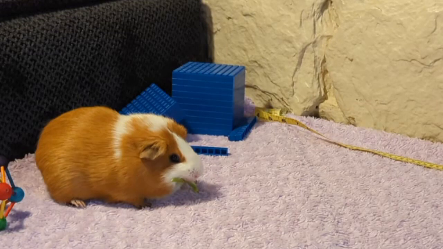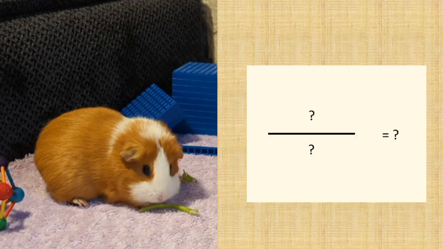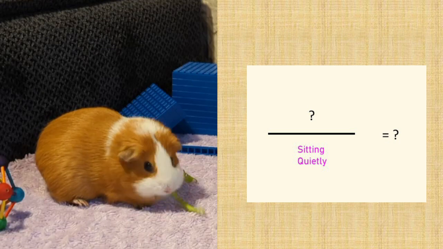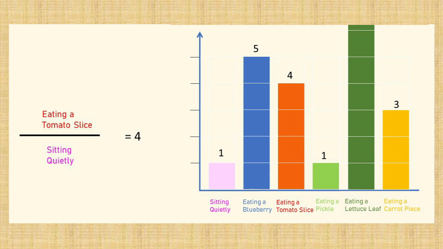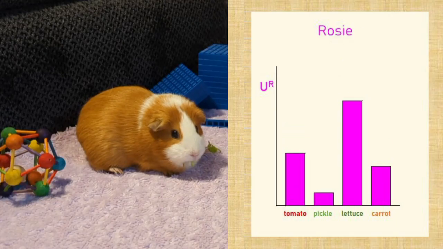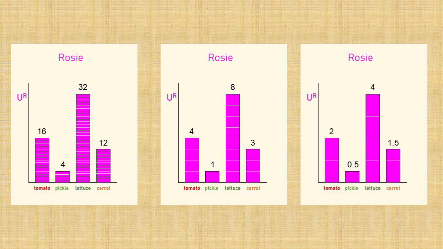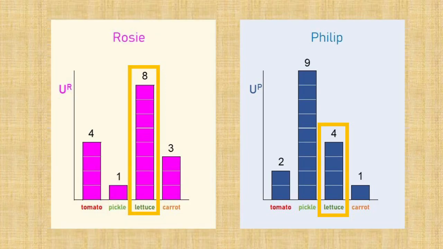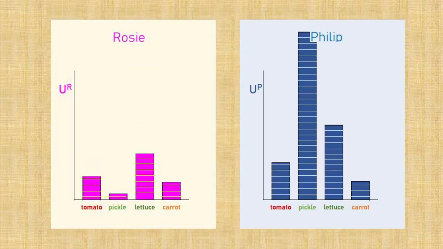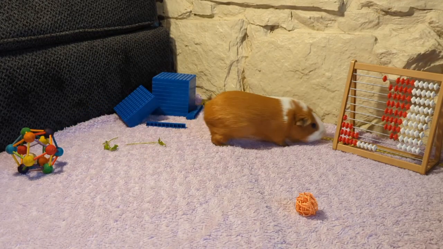The util is fundamentally a ratio. It is the ratio of how much someone likes some base experience, such as sitting quietly, to how much they like any other experience, such as eating a blueberry or these other vegetables. So, rescaling Rosie's graph like this says nothing about her experience of utility. As long as we keep all the numbers in the same proportion, these graphs represent the same thing. And because we can also rescale Philip's graph however we want, you can see how that makes the side-by-side comparison meaningless. But what does mean a lot is that we can see two different patterns in these graphs.